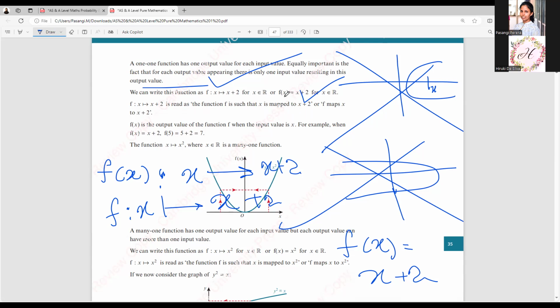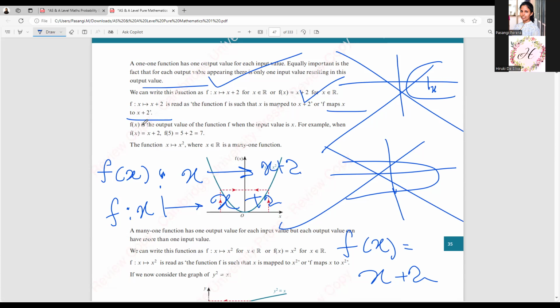That's where we get the word mapping as well. f maps x to x plus 2. These are the reading techniques, how we read these functions in an English statement. That's what they have mentioned here.